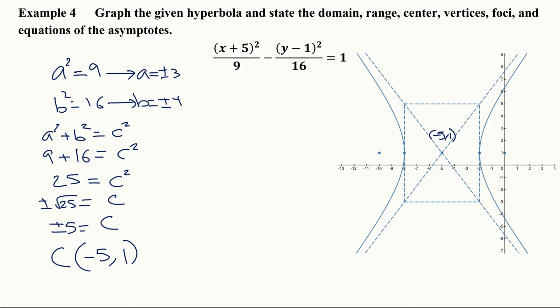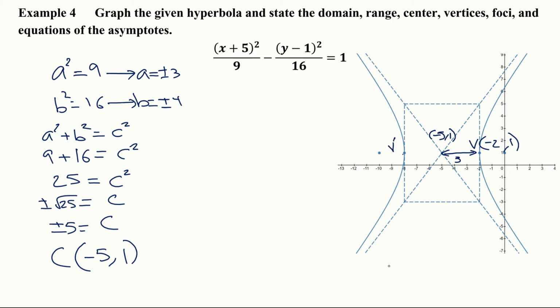Now, I know that this length here is how much? 3, correct? So now I know that the vertex will be at the same elevation, so the y value doesn't change. But for the x value, I need to move 3 units to the right. So negative 5 plus 3, that gives me what? Negative 2, right?